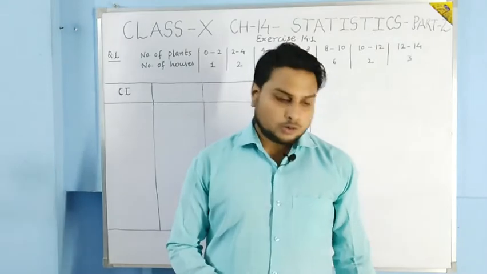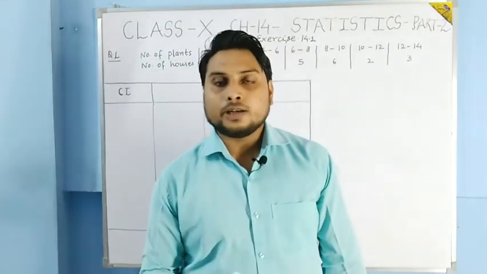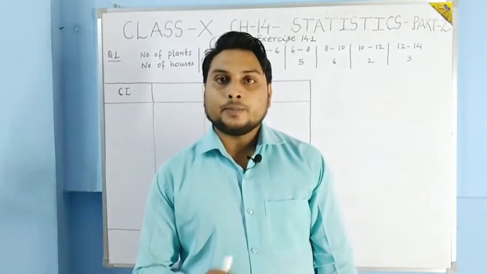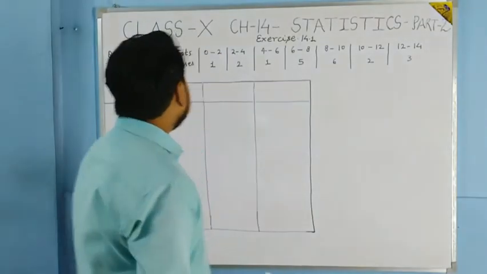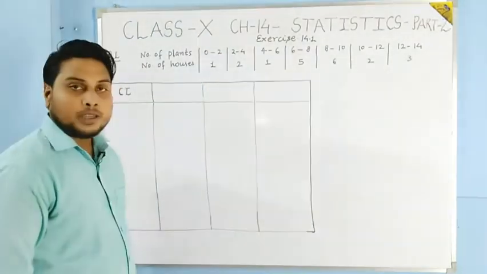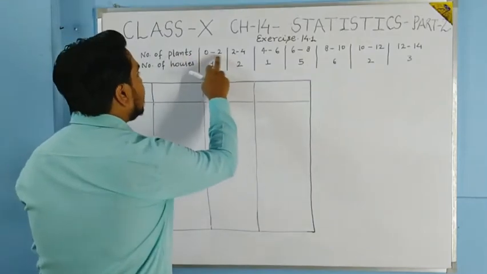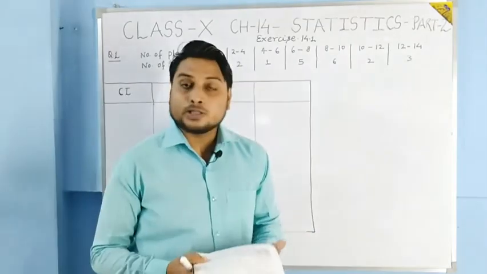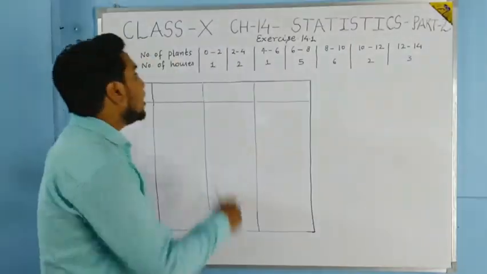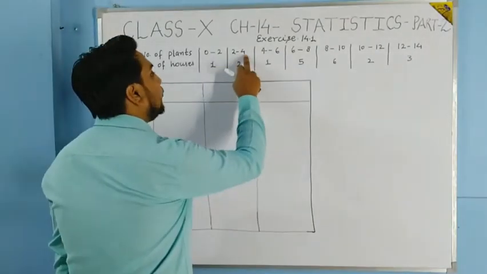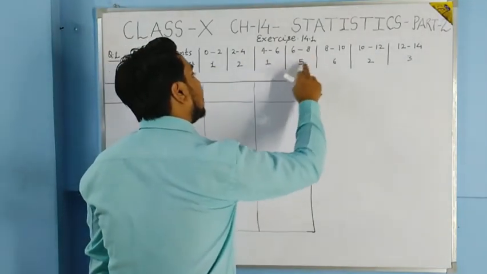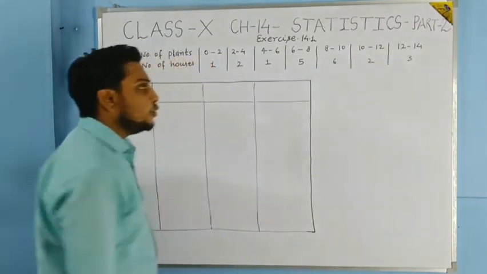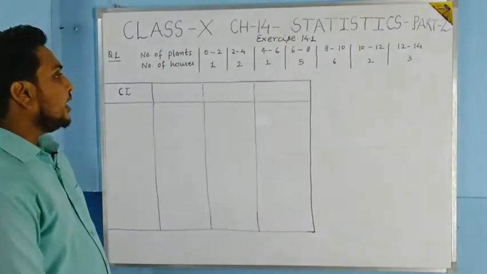So a survey was conducted on 20 families, on how many plants they planted. Here is the survey: the number of plants 0 to 2, 1 house; 2 to 4, 2 houses; 4 to 6, 1 house; 6 to 8, 5 houses; 8 to 10, 6 houses; 10 to 12, 2 houses; and 12 to 14, 3 houses. And we have to find the mean.